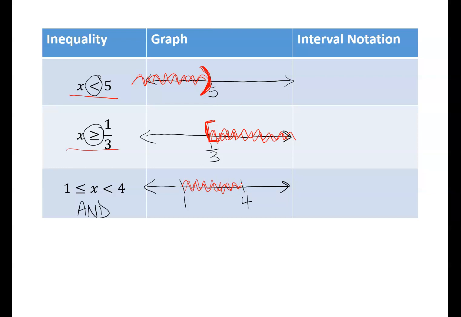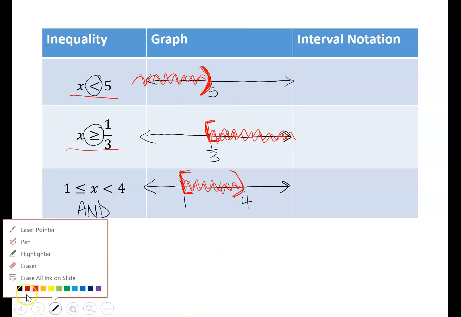Now, greater than or equal to 1. X could equal 1, so 1 should have a square bracket. Sorry, I'm having trouble getting that right on the mark. Square bracket towards the shading, and 4 is not included. There's no bar on that side, so the 4 should have parentheses towards the shading. So that is how you graph the solution set on a number line.